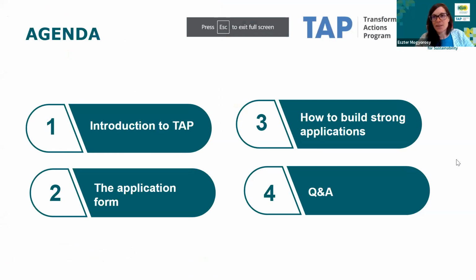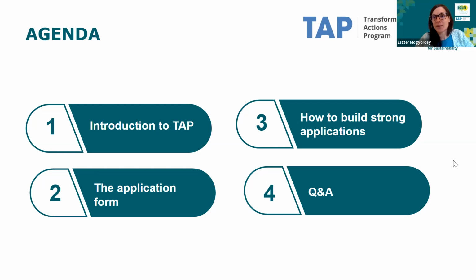As I said, this webinar will have 4 main parts. First, introducing the TAP to you, then going through the application form. This time, for the very first time this year, the application form will be an online application form. So far, as some of you already know, we used either Word or Excel format. This year it will be online, and my colleague Alessia will tell you more about the details of how it works. And then Ceci will give you some insights on how to build strong applications.